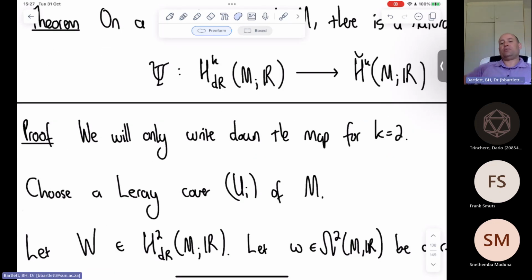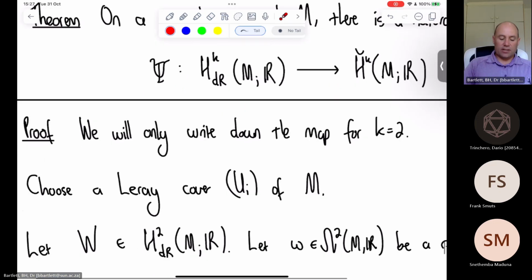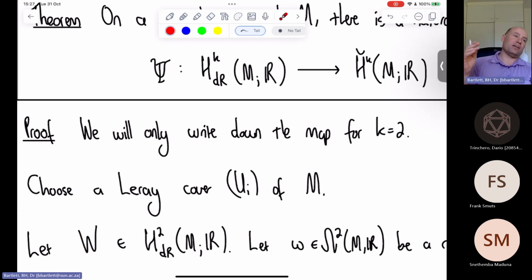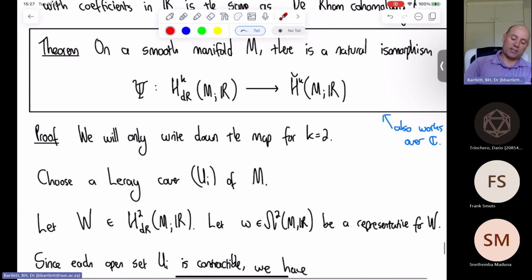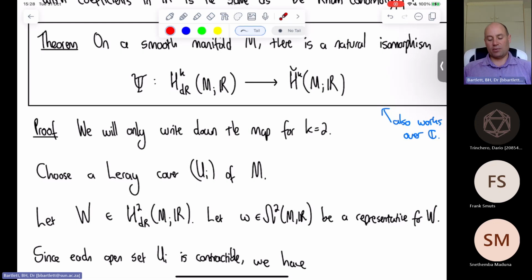Anyhow, start with a good covering. Now I'm going to give you a map from de Rham cohomology to Čech cohomology. So start with an element of de Rham cohomology. By definition, that's an equivalence class. So I start with a representative for that equivalence class, which would be a specific 2-form on the manifold. In the end, you're going to find that all these choices I'm going to make now do not make a difference to the map. So my first choice is I let omega be a representative for my cohomology class.